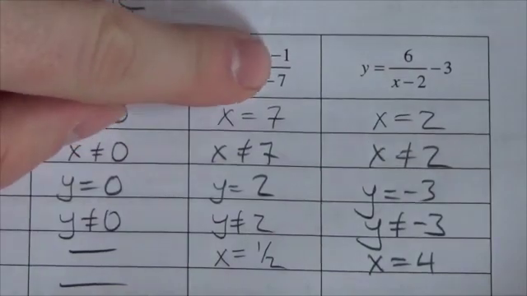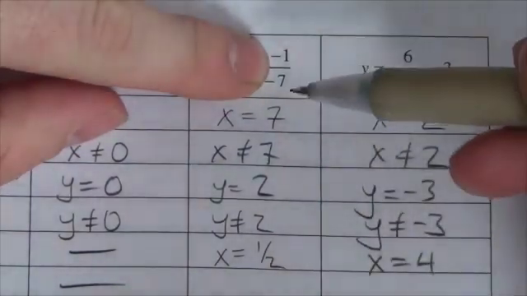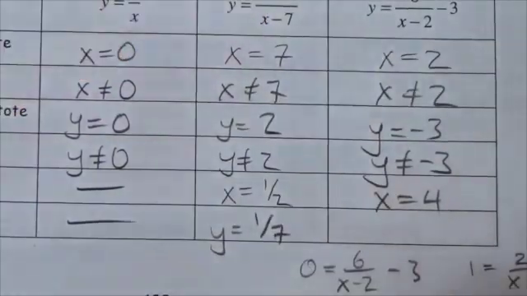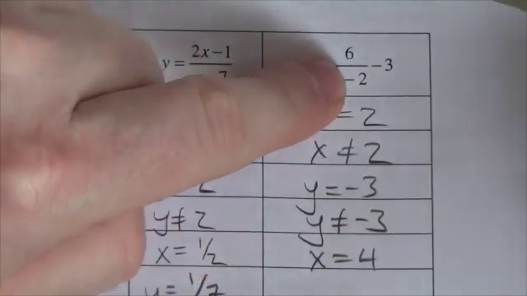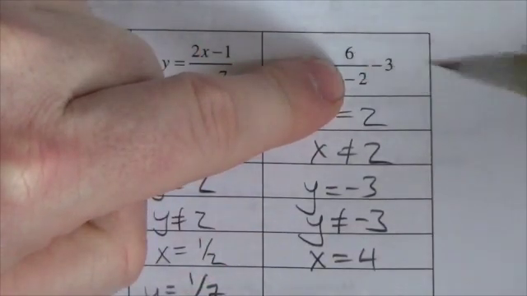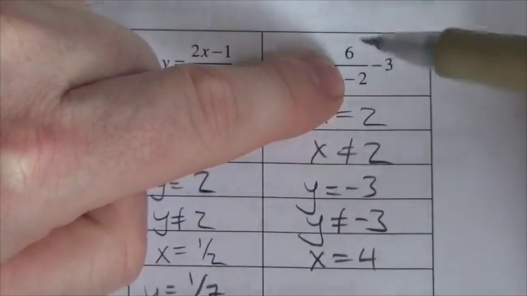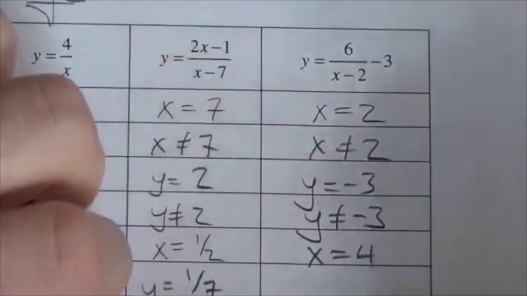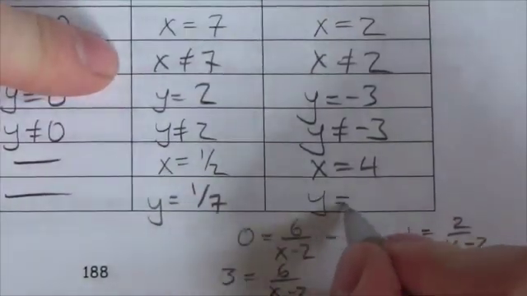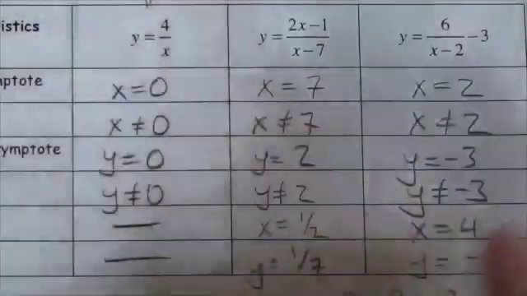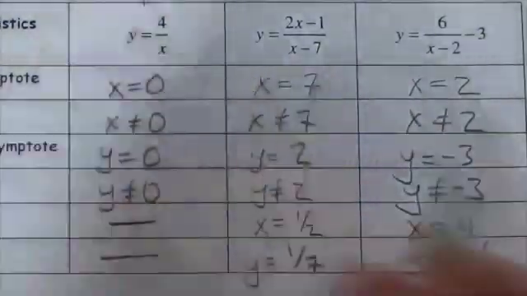For the y-intercept here, we're going to make x equal to 0. That'll get you negative 1 divided by negative 7, so y is going to equal positive 1/7. Over here, we're going to make x equal to 0. Now 6 divided by negative 2, because I have to do this in terms of order of operations, so I have to do the division first. 6 divided by negative 2 is negative 3, minus 3. That's going to be negative 6. And there you go. So there's all the information that we're looking for with these three rational expressions.